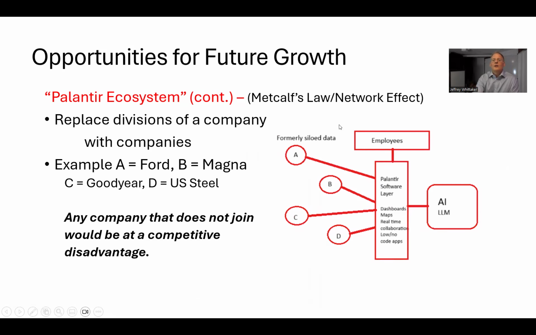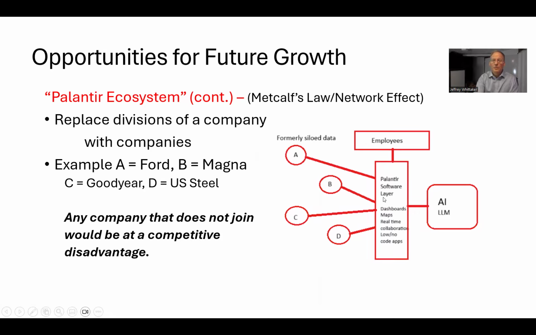And the way this would work is that A, B, C, D represent different companies that do business with each other. If they all plug into a Palantir super layer for their industries, then they will be able to set automations and permissions between different companies. The example I have here: A is the Ford Motor Company, B is Magna, C would be Goodyear, D is US Steel, and they all work with each other.